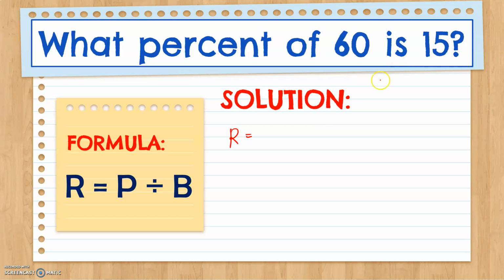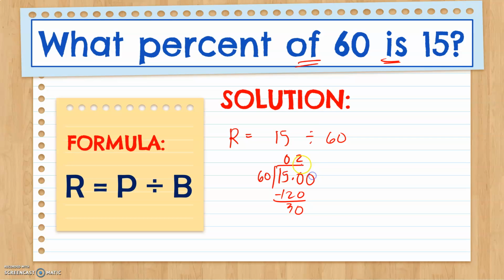Okay, our percentage here is 15 because of the keyword is, and our base is 60 because of the keyword of. Okay, so let's divide 15 and 60. 15 divided by 60 is 0. Then let's add decimal point and 0. 150 divided by 60 will give us 2. And when we multiply it, that will give us 120. And this will give us a remainder of 30.